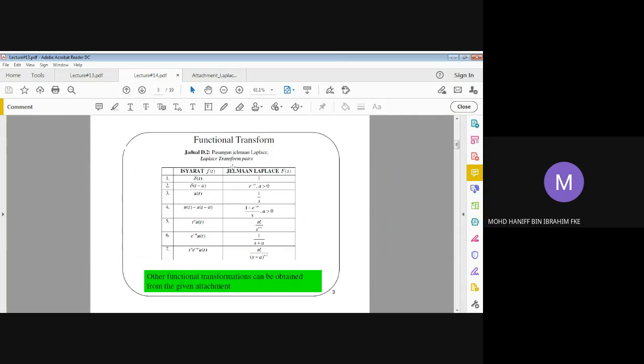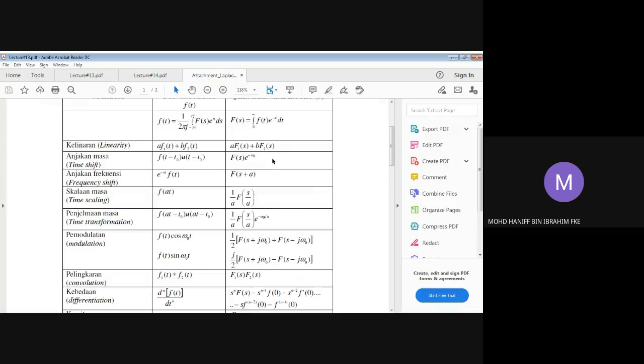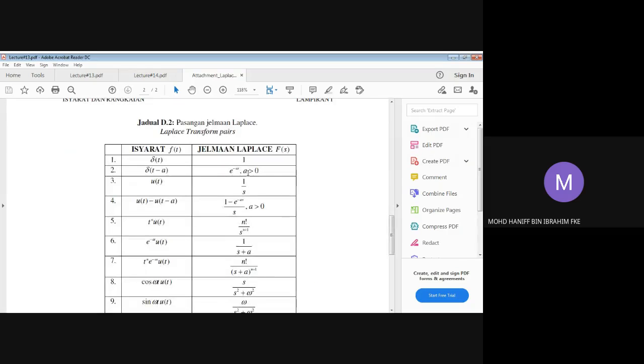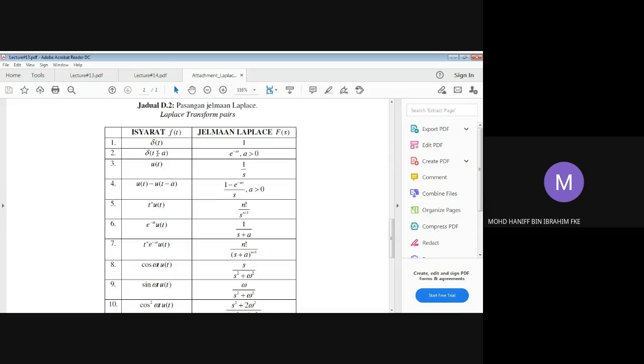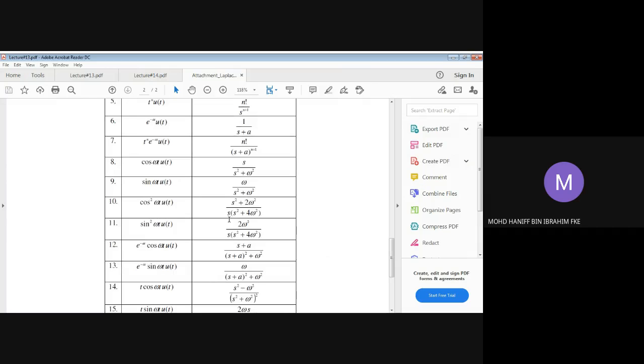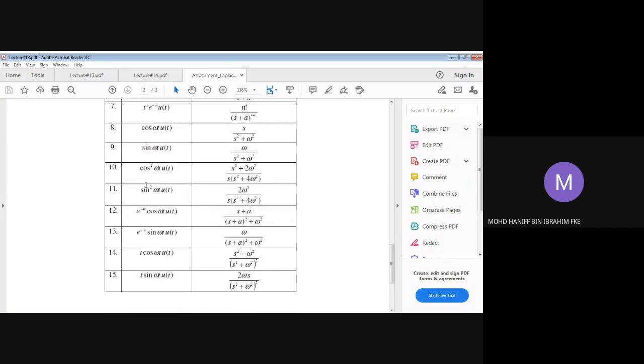This is the functional transformation. Let's refer to this attachment, page number 2. All of these are the transformation pairs for respective signals in time domain. So if delta t is 1, u(t) is 1 over s, cos omega t is s over s squared plus omega squared, and so on.